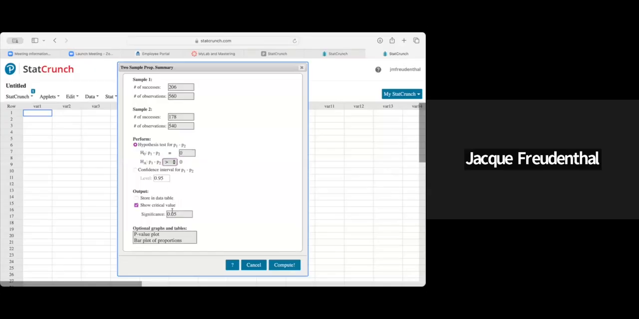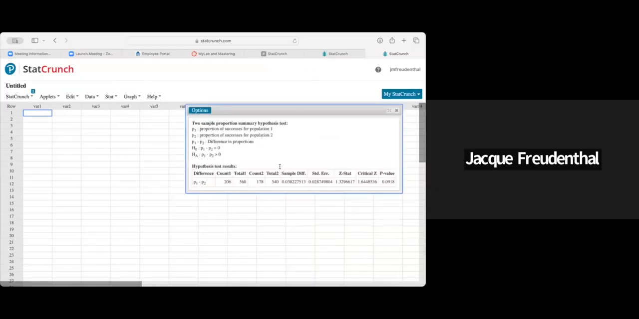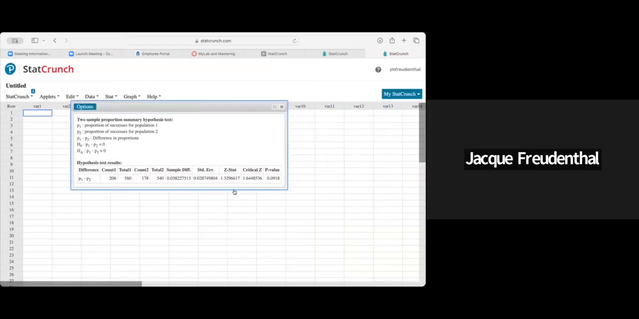Let's go ahead and show the critical value. And my confidence level for this first one, let's see, what was it? 5%, I think. Yeah, 5% is what they asked us to. So that looks good. Okay, and then we're going to compute, and we get our test statistic, our critical value, and our p-value.